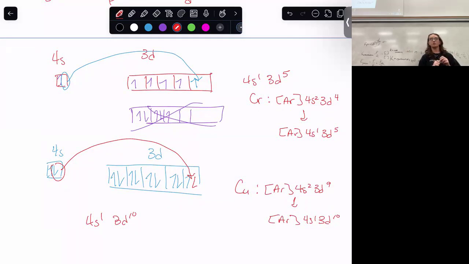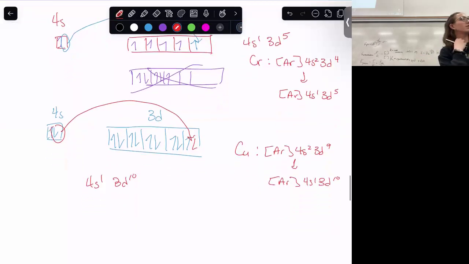Anything else we have questions, concerns on? Do we like this stuff? I think quantum numbers are kind of fun. They're like a puzzle, so if you think of it like a puzzle, maybe you'll have more fun with it.